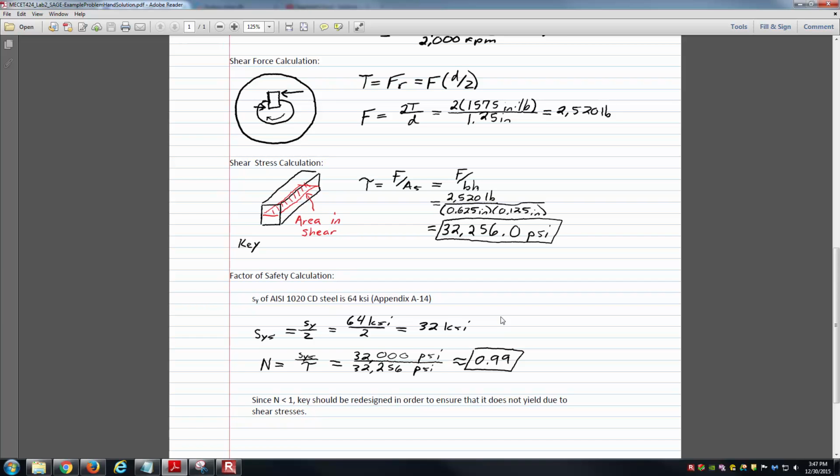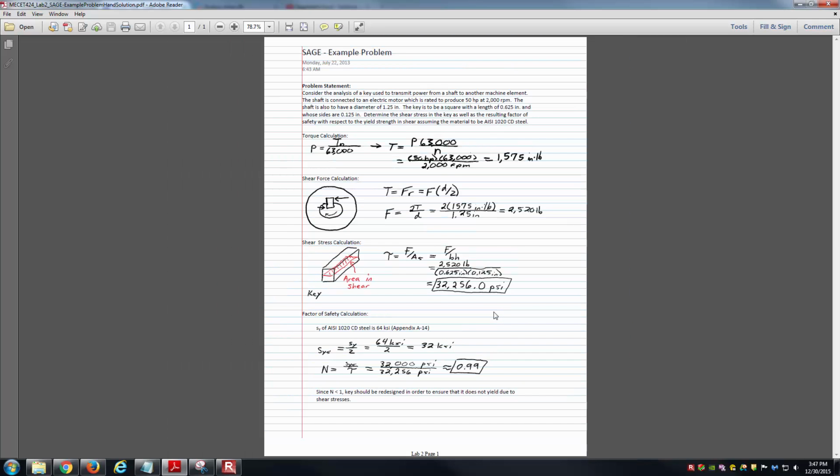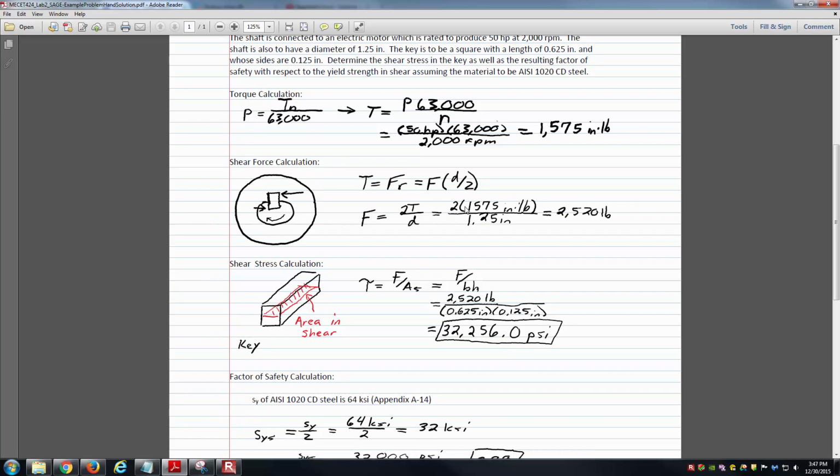minimum threshold of that. For 1, you would experience it just being on the brink of plastic deformation. Anything less than 1, we'd say plastic deformation has been predicted. And so here you might want to redesign this key so that you can stay away from that realm of plastic deformation. That's a very quick run through of the theory behind this.